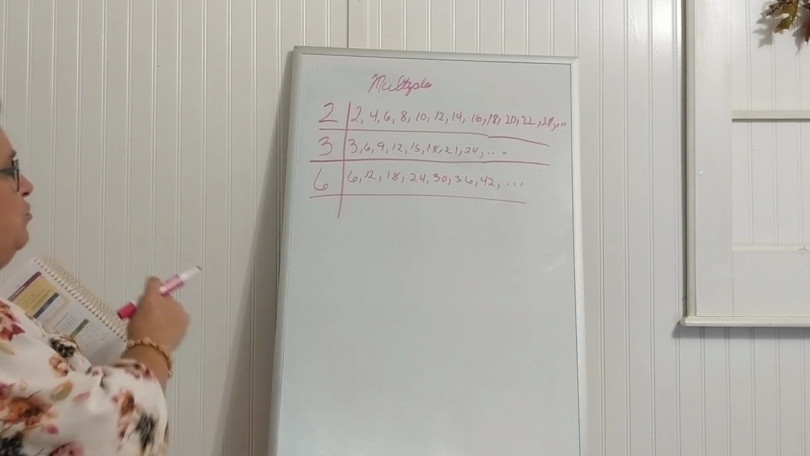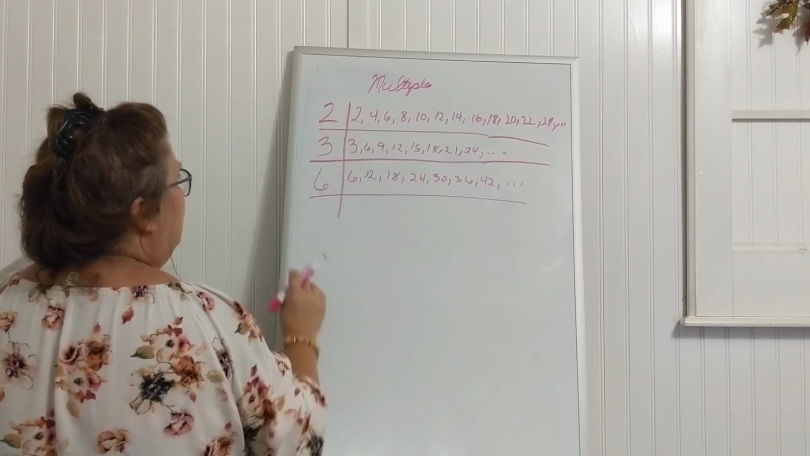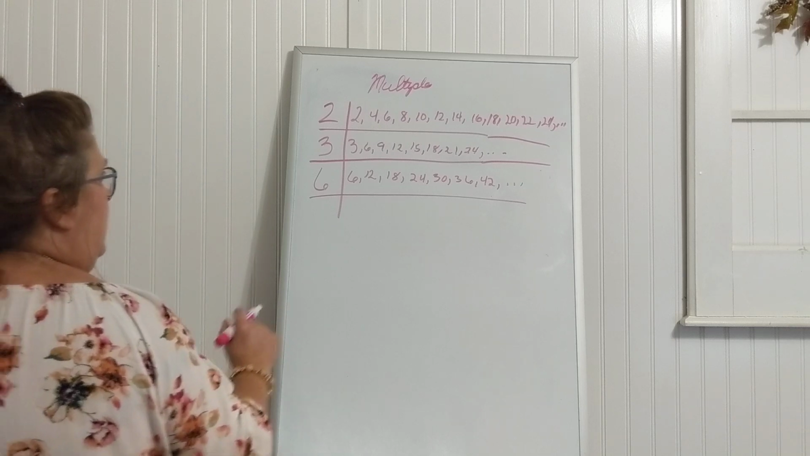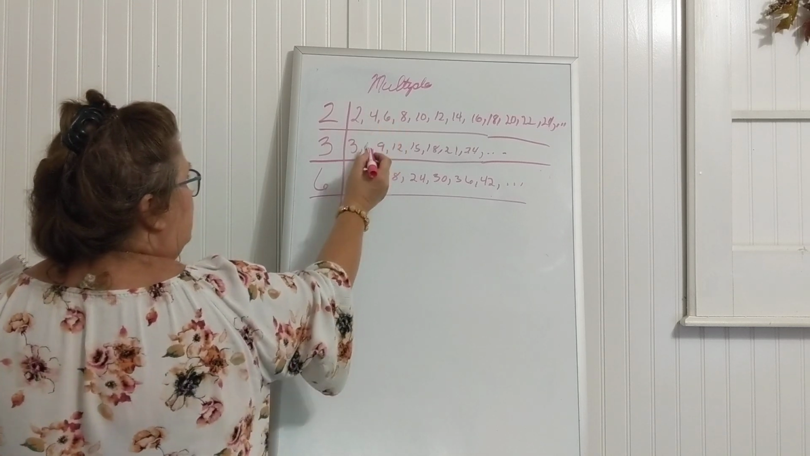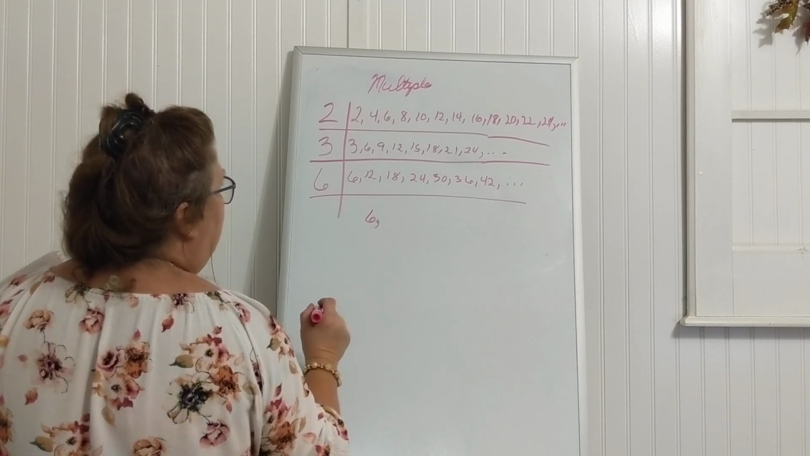So if I were to write my common multiples for 2, 3, and 6, what would they be? Let me see. Oh, well, here's 6. 6, 6, and 6. So 6 is a common multiple.